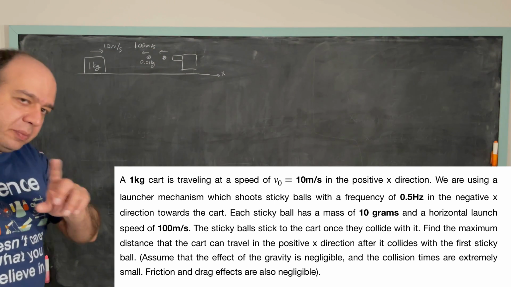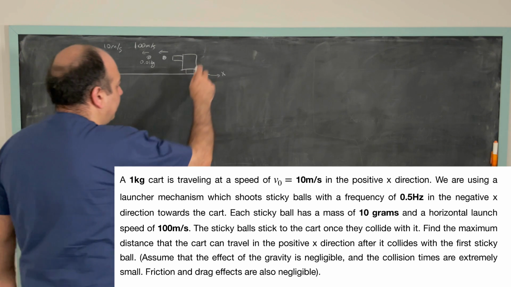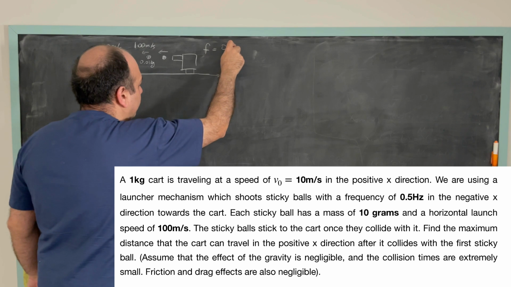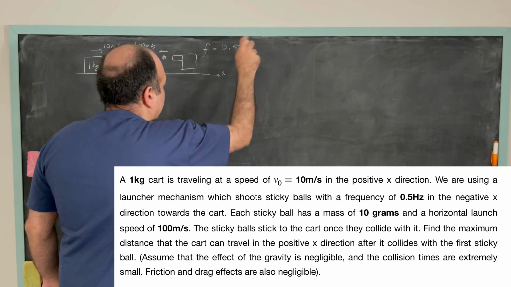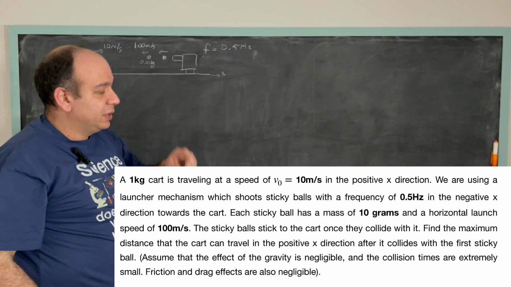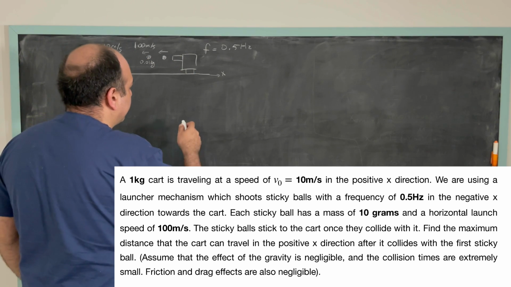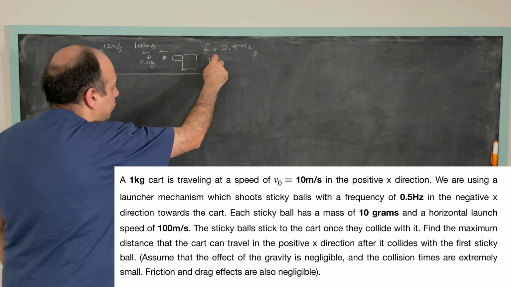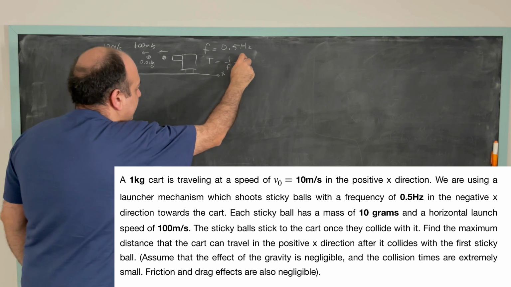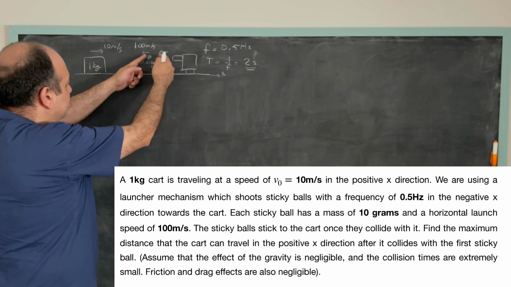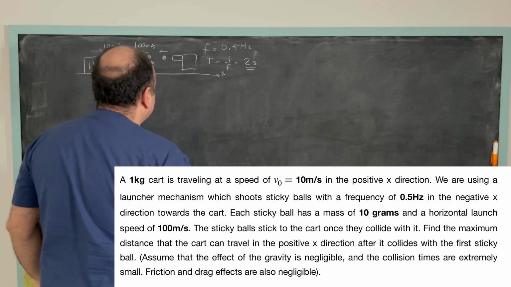One other piece of information given in the problem is that the frequency of this machine is set to 0.5 Hertz. In every 2 seconds, we have one sticky ball sent by this machine. How do I see that? T is equal to 1 over f, right? This gives me 2 seconds. So the time interval between these two sticky balls is 2 seconds.